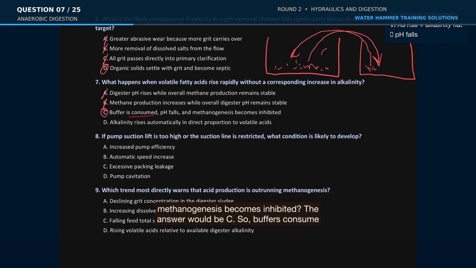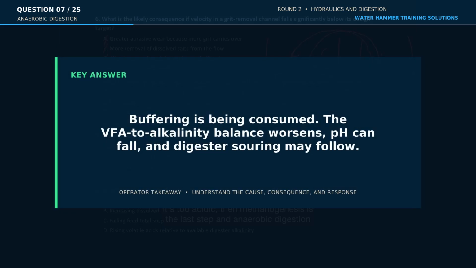So buffer is consumed, right? If volatile fatty acids rise, so acids are rising without corresponding alkalinity. Alkalinity is the buffer, that calcium carbonate, measured in calcium carbonate. If that's rising and you're not increasing alkalinity, then you're going to consume your buffer. And again, it's acidic, so the pH is going to fall. If it's too acidic, then methanogenesis, the last step in anaerobic digestion, becomes inhibited.